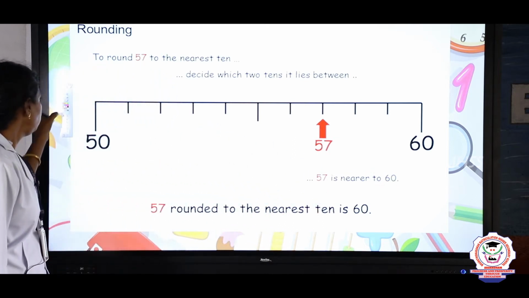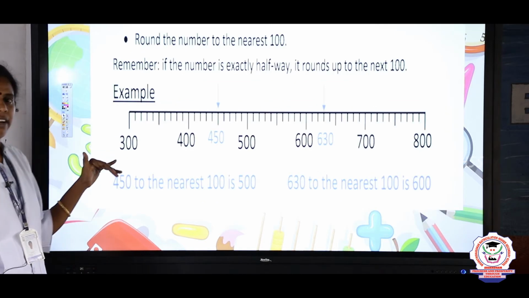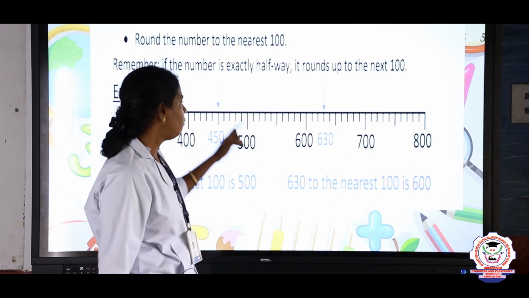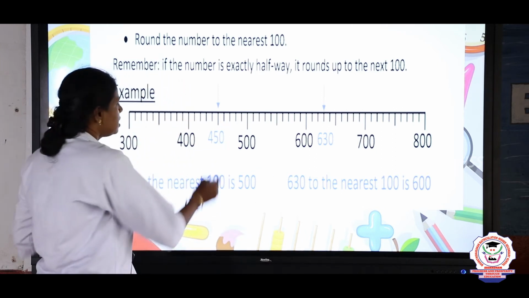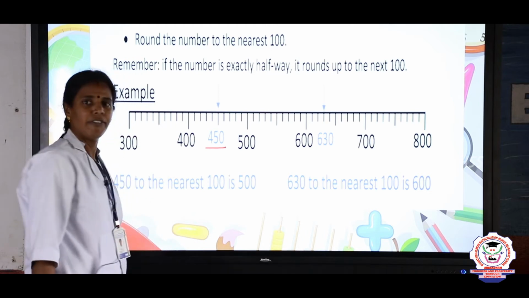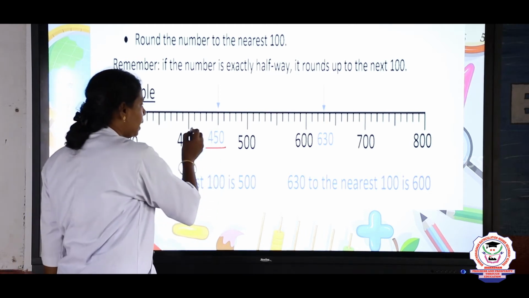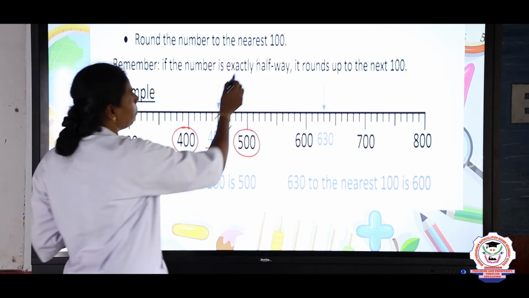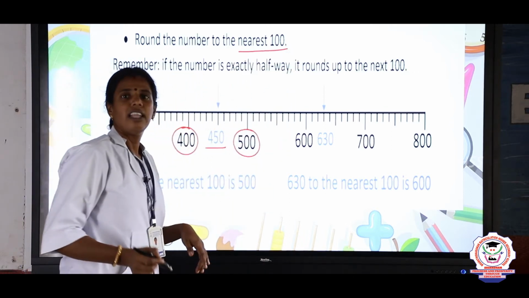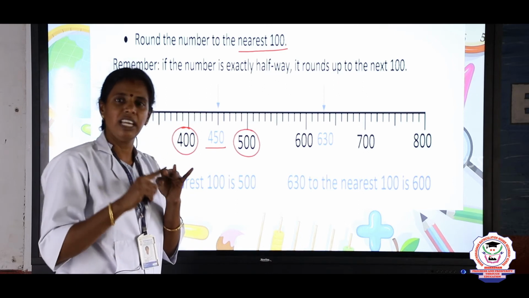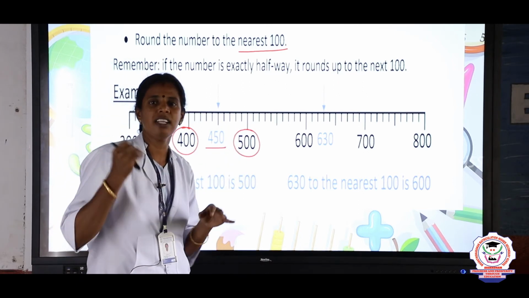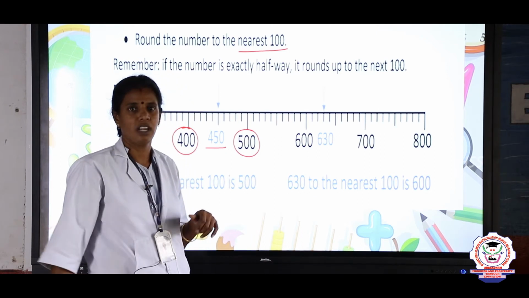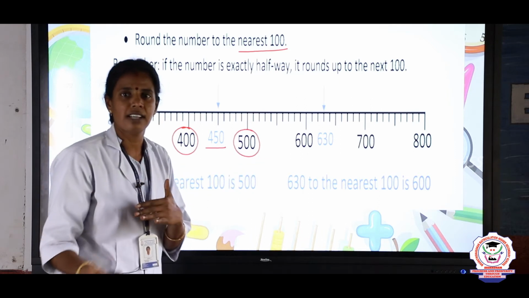Now we will see how to round numbers to the nearest 100. The same rule we used for tens, we are going to use here, right? For 100, first we are going to see the question 450. 450 will lie between 400 and 500. When we round a number to the nearest hundreds, the numbers will be 100, 200, 300, 400, 500, 600, 700, 800, 900 and 1000. The answers will be only these numbers, right?